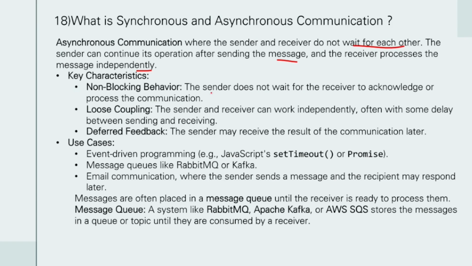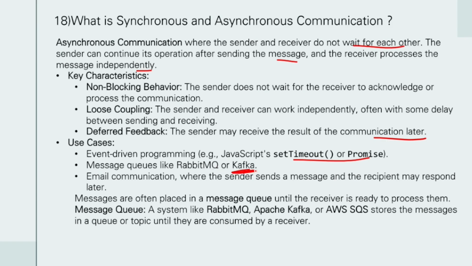Non-blocking behavior, the sender does not wait for the receiver to acknowledge or process the communication. Loose coupling, the sender and the receiver can work independently, often with some delay between sending and receiving. Deferred feedback, the sender may receive the result of the communication later. So what are the use cases? Event driven programming, like JavaScript setTimeout or promise. Message queuing like RabbitMQ or Kafka.